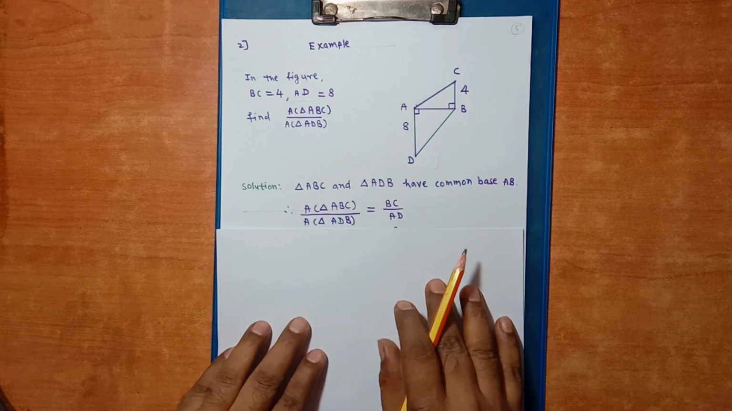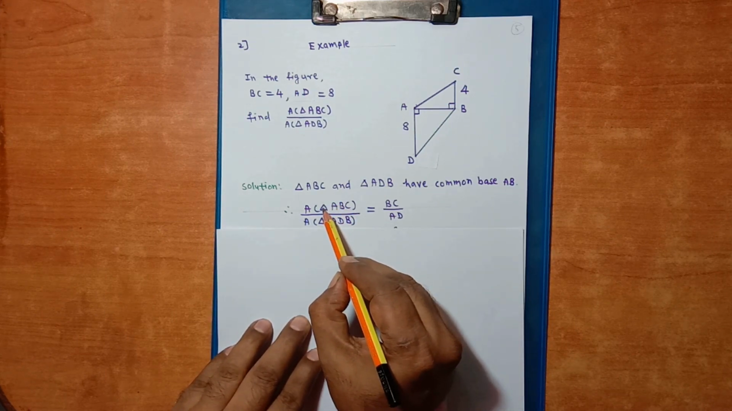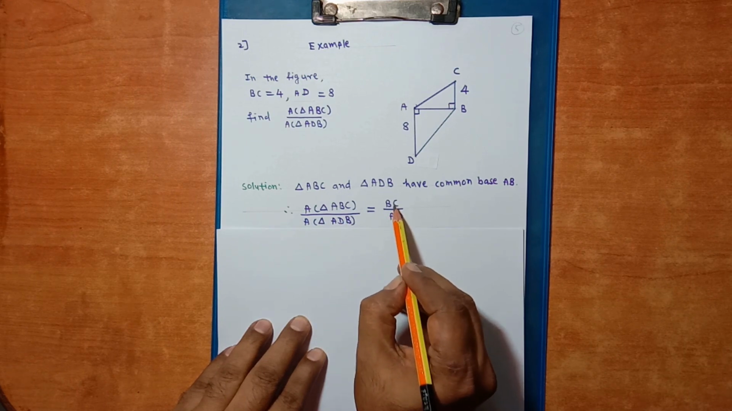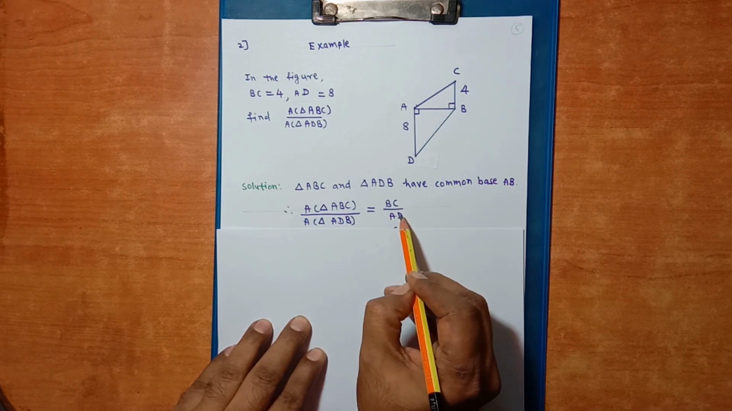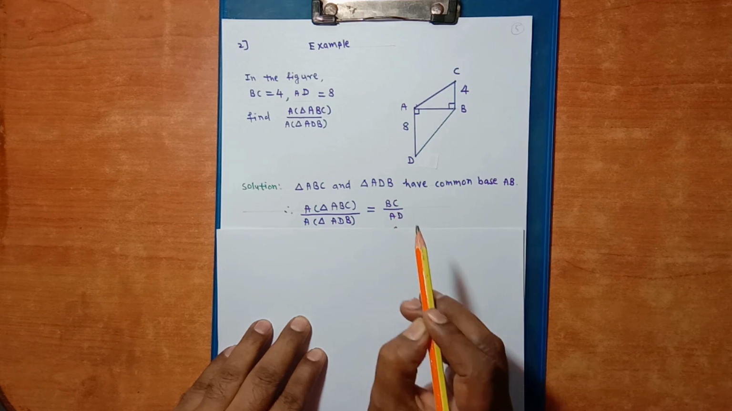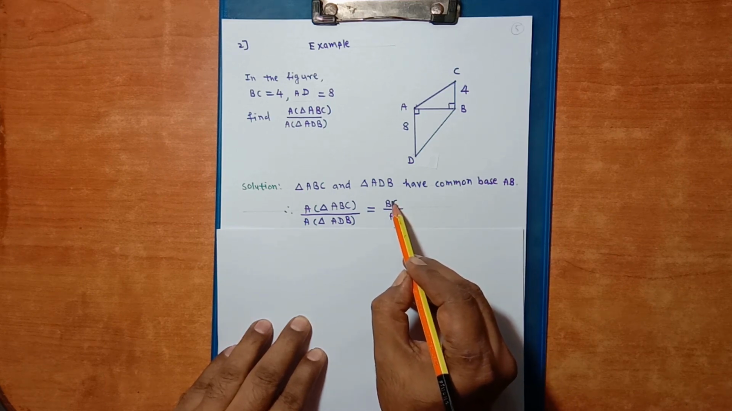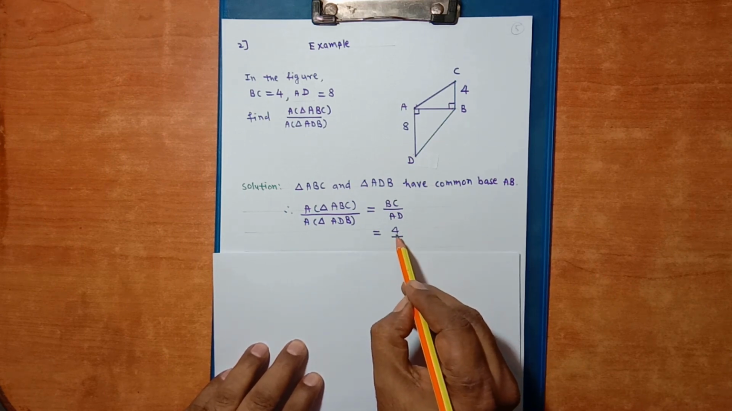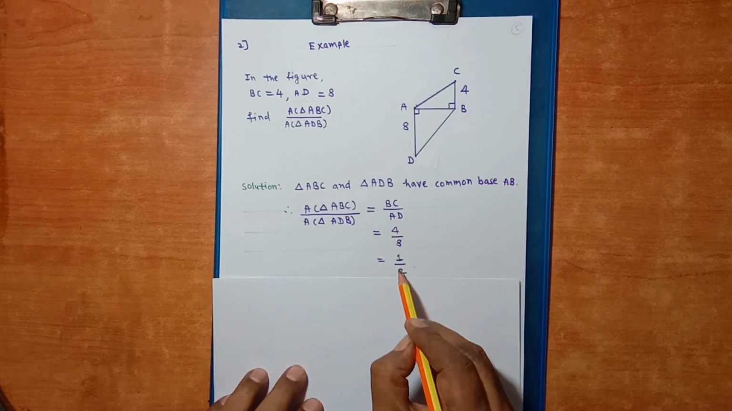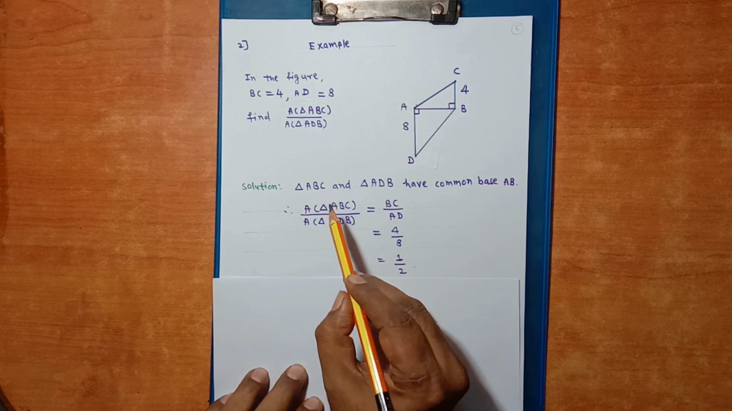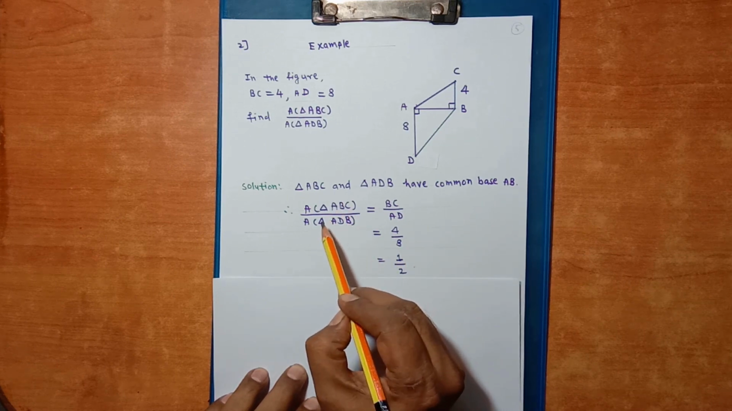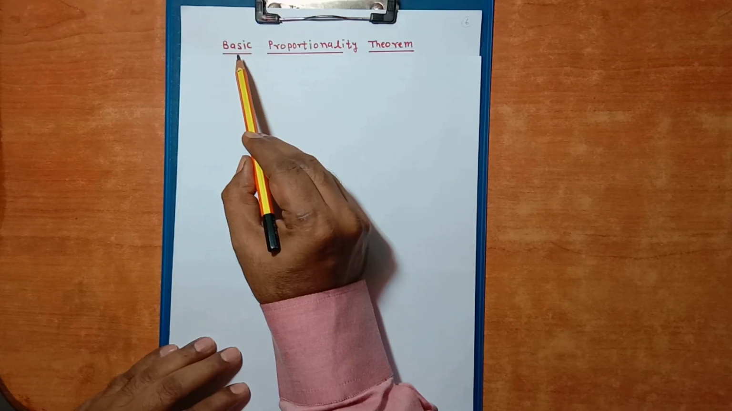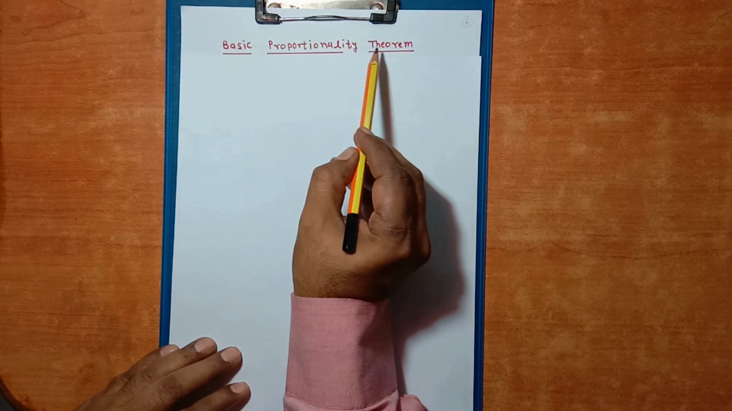So, the ratio of areas of triangle ABC to triangle ADB is equal to BC upon AD. That means it depends on their respective heights. So, substituting the values of BC and AD, we get 4 upon 8, and after simplifying we get 1 upon 2. That means the ratio of areas of triangle ABC to triangle ADB is 1:2. Let us study the basic proportionality theorem.